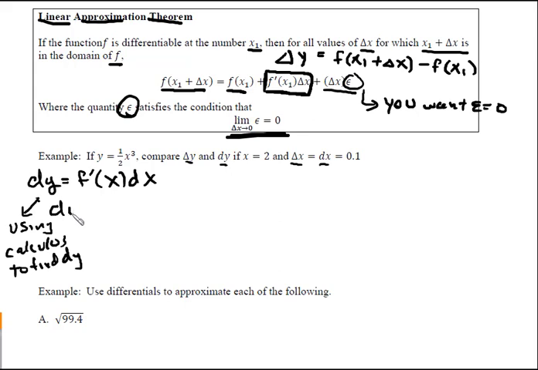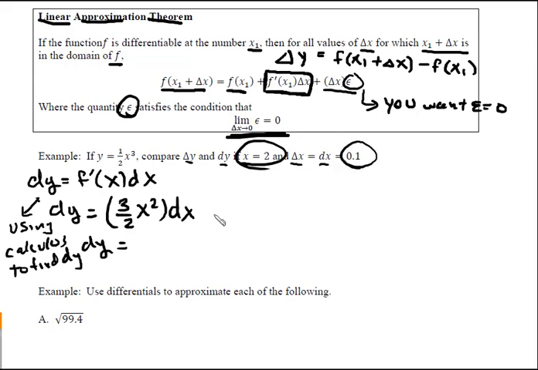Alright, so dy is going to be the derivative of 1/2 x to the third, which is 3/2 x squared times dx. And then dy is going to be, now remember that x was 2 and dx was 0.1, so this is going to be 3/2 times 2 to the second times 0.1, and that means that dy is 0.6.